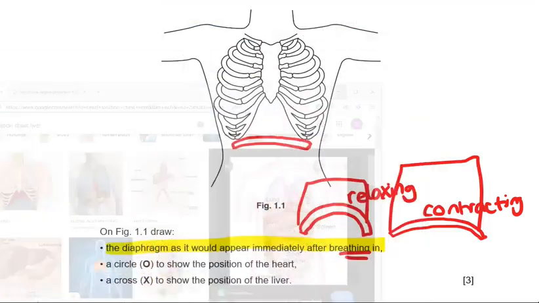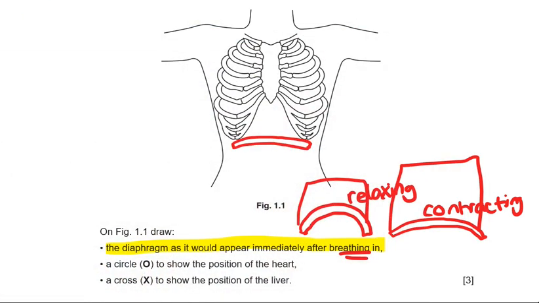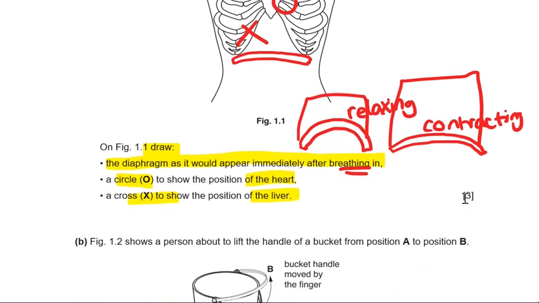So it says here to follow the instructions. By the way, it's very, very important to follow instructions in the exam. It says here to draw a circle or an O to show the position of the heart. From that diagram that we saw, the heart should be around here, so you can draw an O over there, and an X to show the position of the liver. The liver is right below the lung, which should be around here, so we can draw an X over there. And that would give you your 3 marks.